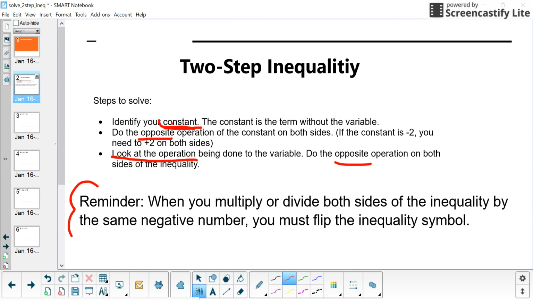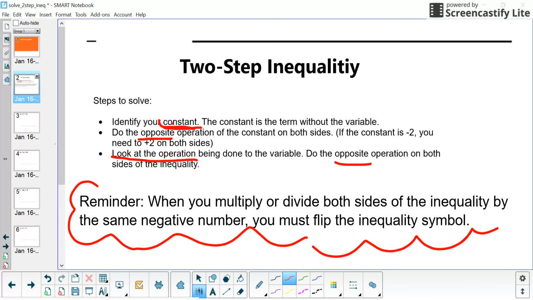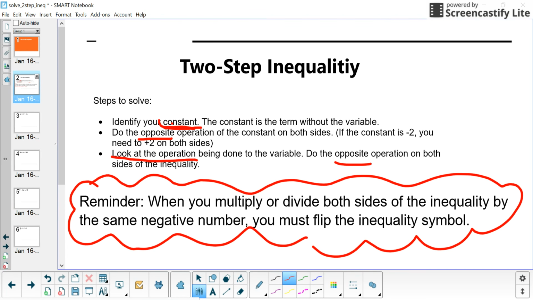And then this, of course, is a very important rule that I had you make sure that you learned for the past 2 days last week, which is that when you multiply or divide both sides of the inequality by the same negative number, you must flip the inequality symbol.